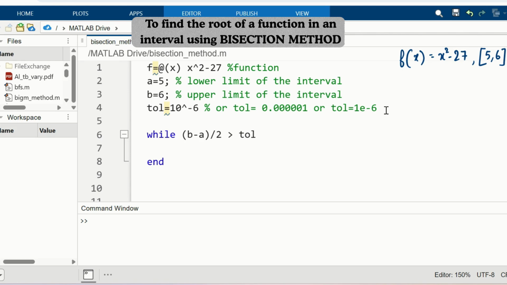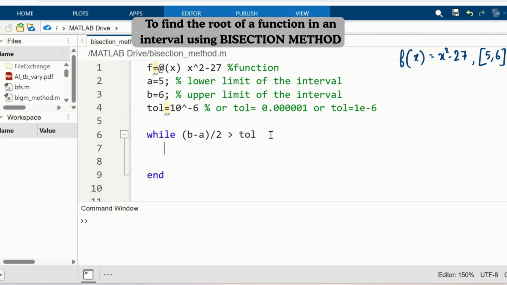At a point where the upper limit minus lower limit upon 2, its value is less than 10 raised to power minus 6, meaning your interval is very short, then you will stop the code. Whenever it is greater than tolerance, you will keep on repeating your steps. So inside the while loop, we'll mention all those steps which keep on repeating.